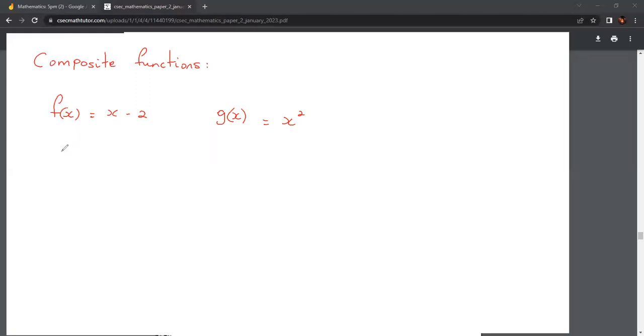Now, we know if they gave us something like f of 2, it just means wherever I have x, I'll replace it with 2. So I could replace x with whatever is here. So it's basically just substituting. So f of 2 in this case could be 2 minus 2, which is 0.